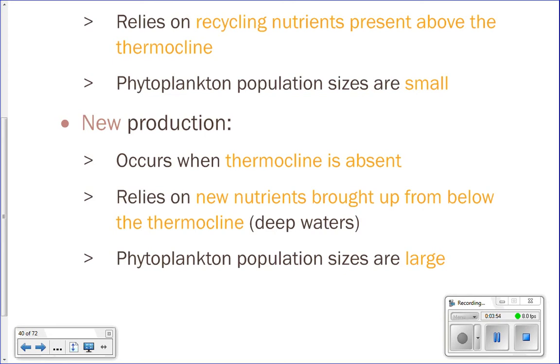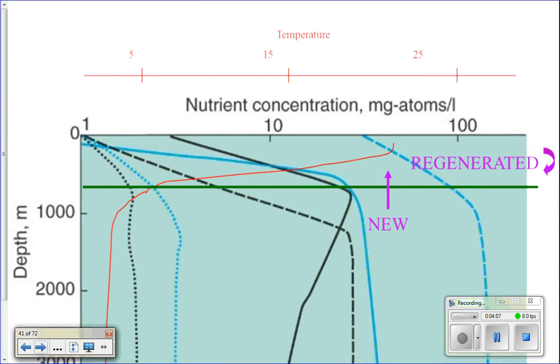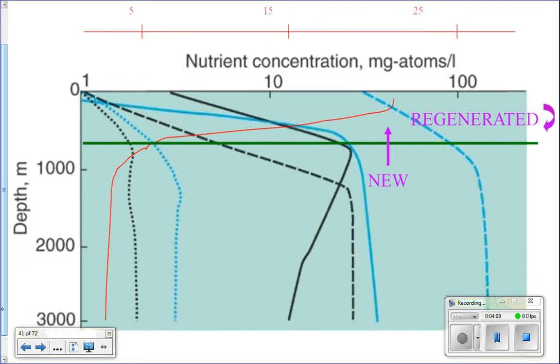So when that thermocline breaks down and when you get new production, you get this thing that we call a bloom, okay, a phytoplankton bloom. Here's a picture to show you the difference between new and regenerated production. So regenerated production, remember this green line right here, that's the thermocline. Regenerated production relies on nutrients above. New production is when new nutrients come up from the bottom.